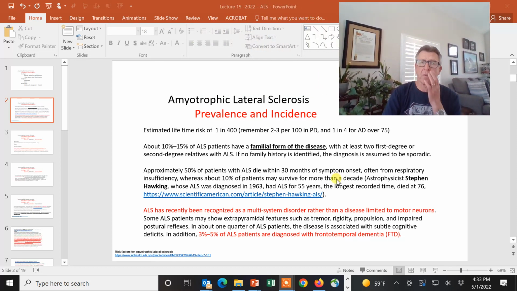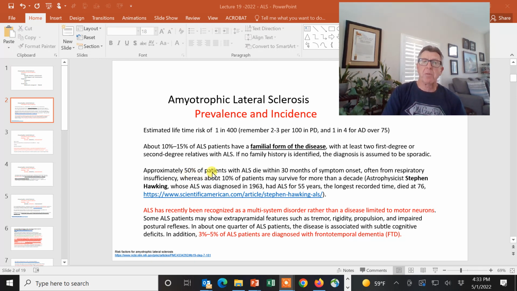Lastly, amyotrophic lateral sclerosis. We didn't get a chance to do this. And you can see, 1 in 400. Remember, 2 to 3% of Parkinson's patients, so there are 2 to 3 per 100 people in our country over the age of 65, and 1 in 4 over the age of 75 in Alzheimer's disease. So this is a pretty rare disease, is what I'm getting at. There are a couple of genetic mutations that are the most common familial form, but there are a lot of other genes coming in that look like good identifiers of risk.